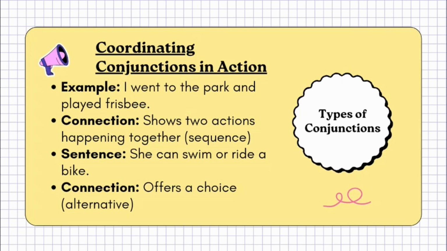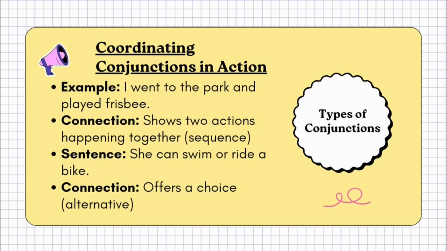Let us look at a couple more sentences where coordinating conjunctions are used. I went to the park and played frisbee. I went to the park. I played frisbee. These can be joined together by the coordinating conjunction and. So here it is showing two actions happening together, and that is a sequential coordination relationship.